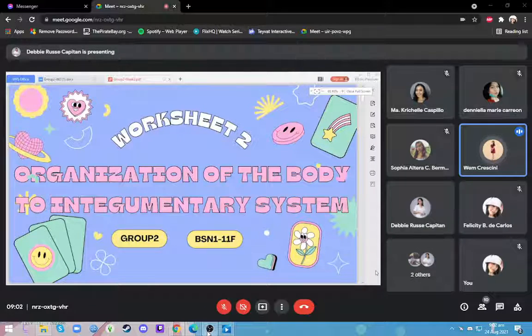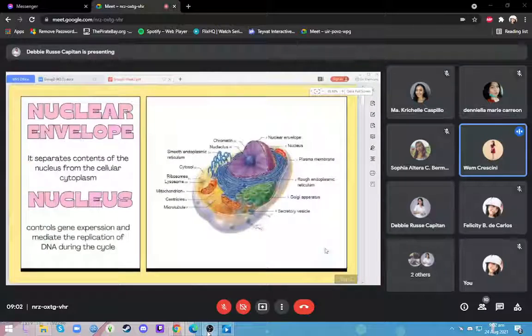Good morning. I am Wem Trixie Cusini. Let us discuss the first part, which is the parts of the cell and their function. Our number one answer is the nuclear envelope. Its function is to separate the contents of the nucleus from the cellular cytoplasm. Number two is the nucleus, which controls gene expression and mediates the replication of DNA during the cell cycle.